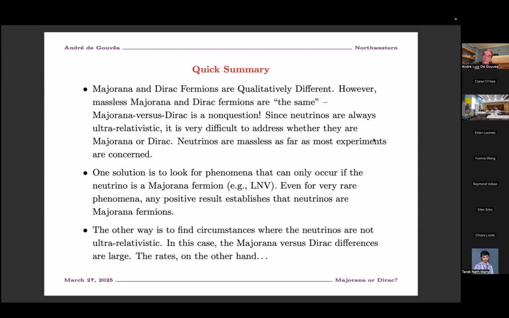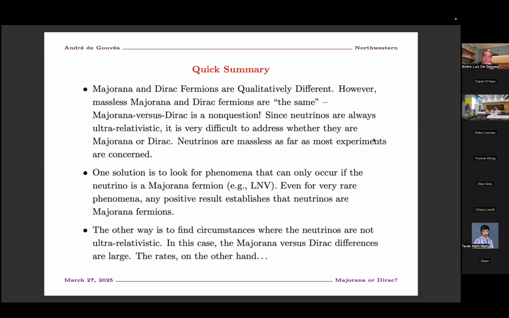The way that we look for this traditionally is to identify something that Majorana fermions know how to do that Dirac fermions don't, that Majorana neutrinos know how to do that Dirac neutrinos don't know how to do, and that's to violate lepton number. So if you ever saw lepton number violation, you would be able to conclude, modulo some exotic things, that the neutrinos are Majorana fermions.